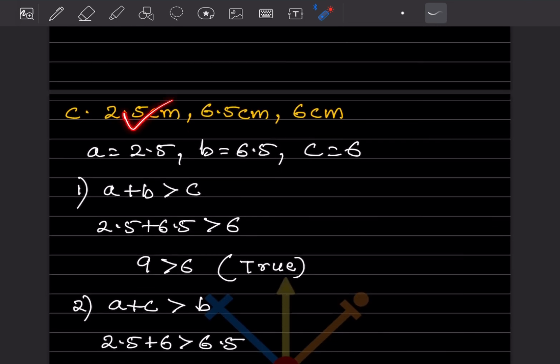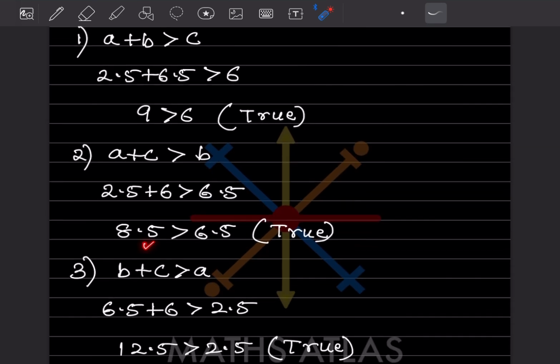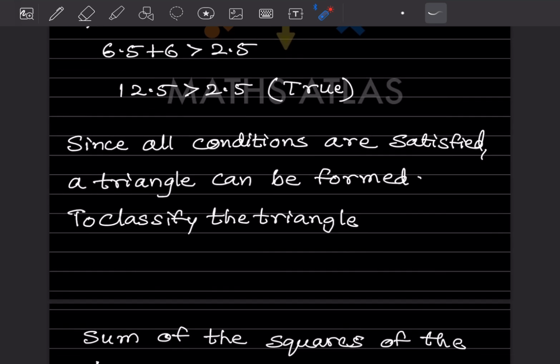Now here, these are the sides given. This is A, this is B and this is C. So 9 is greater than 6, that is true. 8.5 is greater than 6.5, that is true. 6.5 plus 6, that is 12.5, is greater than 2.5, which also is true. So we can say since all conditions are satisfied, a triangle can be formed.